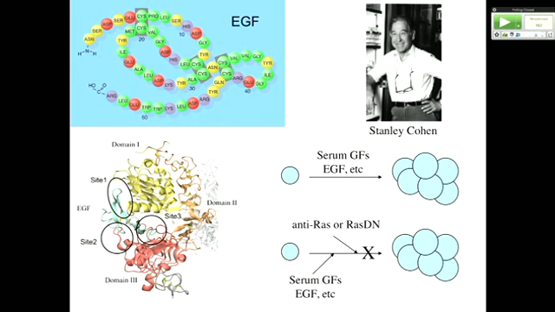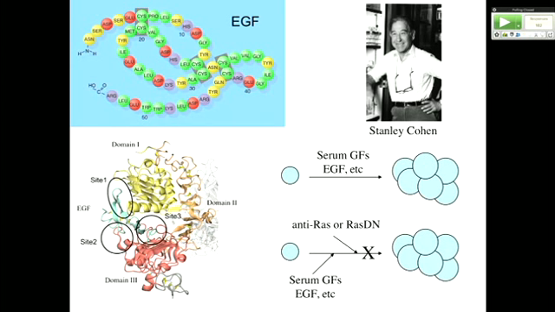And one of those people studying this was Stan Cohen at Vanderbilt University. And Stan Cohen identified the first cellular growth factor, which he called epidermal growth factor, because initially it was found to stimulate epidermal cells to divide. And he purified, sequenced, determined the structure of this growth factor. And this growth factor, again, is acting from outside the cell, binding to receptors on the cell surface to stimulate growth.